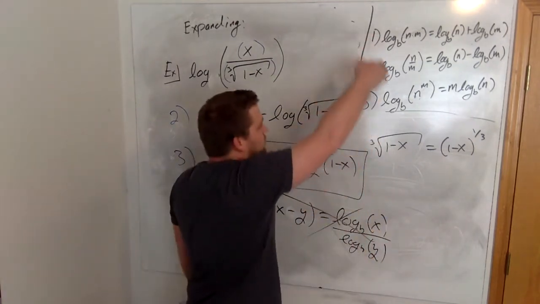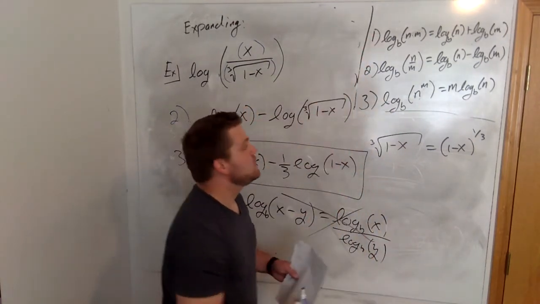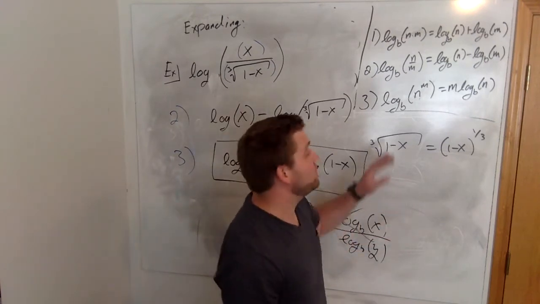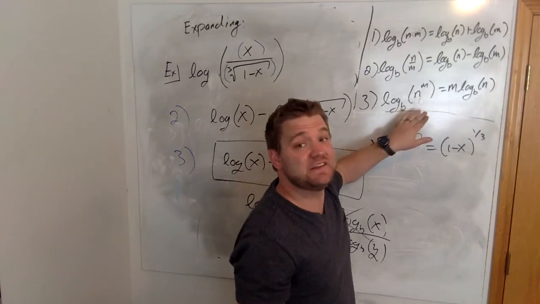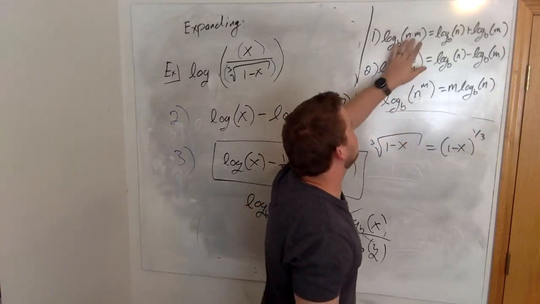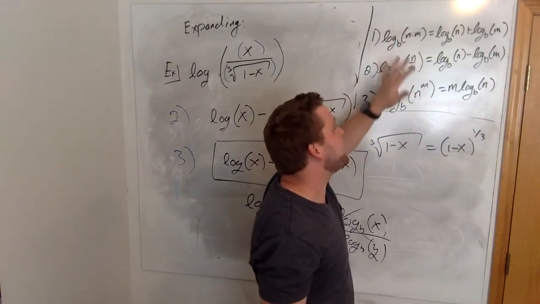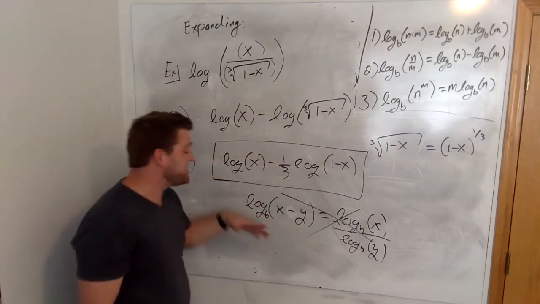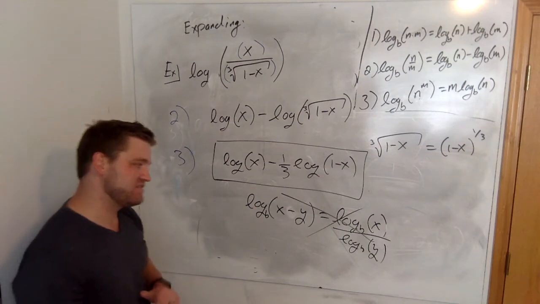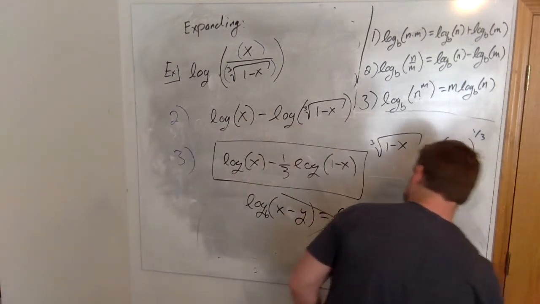Notice when we're looking at our log rules here, there's only a rule for when we have multiplication, division, or powers inside the argument. There is no rule for addition or subtraction inside of a log. So if we have something like log base b of x minus y, there is nothing more that you can do with that.